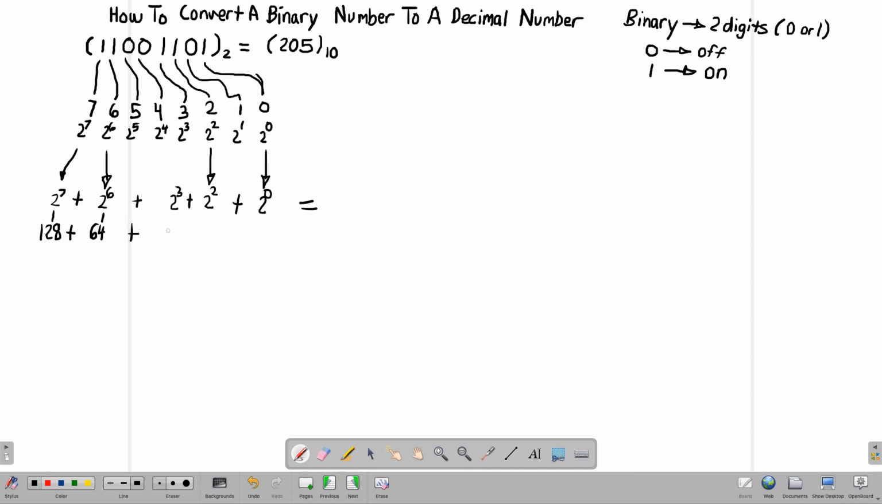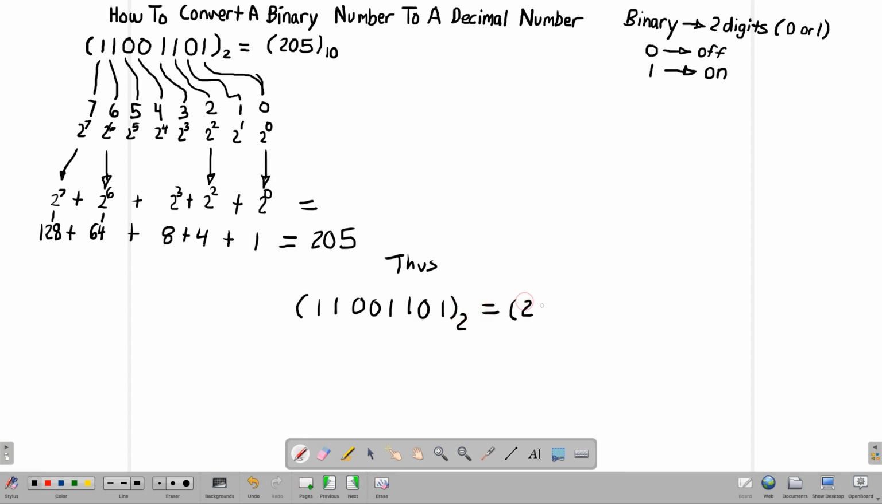And then we add 2 to the 3rd power, which is a value of 8. And then we have 2 to the 2nd power, which is 4. Then we have 2 to the 0th power, which is the value 1. And when you add it up, you have the value 205. And thus what this shows is that the value 11001101 in binary is equal to 205 in the decimal system. And this is what we wanted to show.